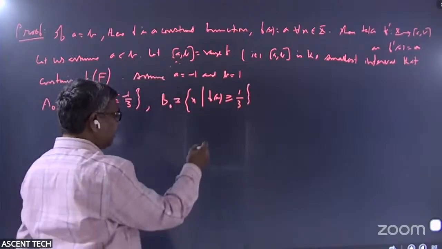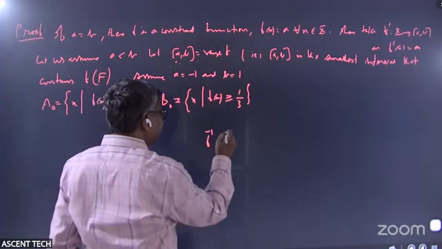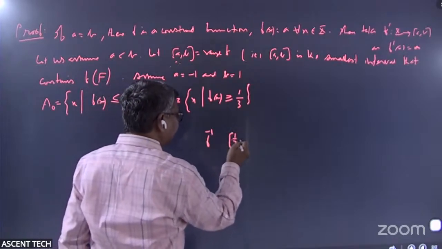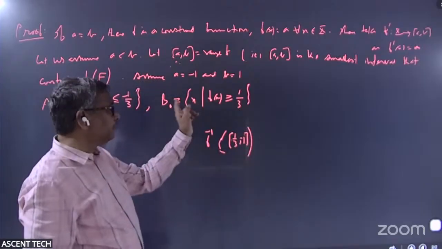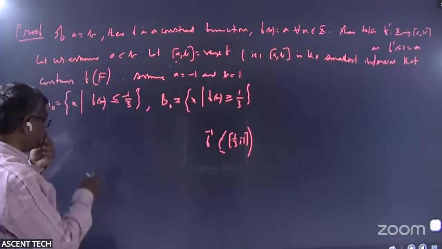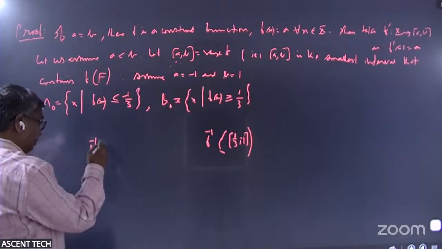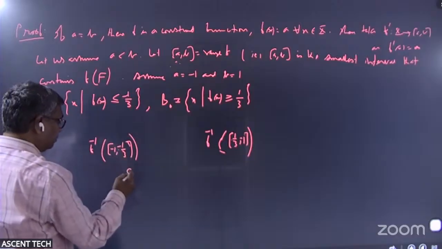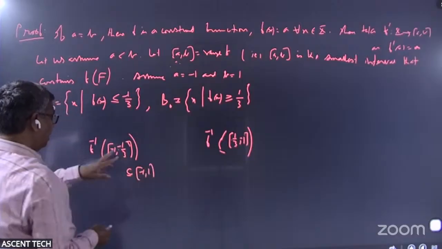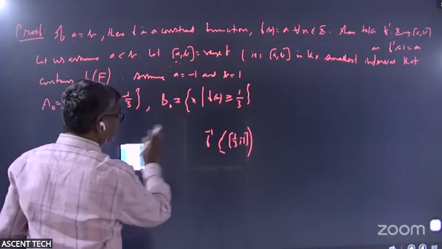This is actually nothing but f inverse of 1/3 to 1, which is a closed set. So the inverse image is also a closed set. Similarly, this is f inverse of -1 to -1/3. This is a closed set in -1 to 1, and its inverse image, since f is continuous, is closed. So both A naught and B naught are disjoint closed sets.